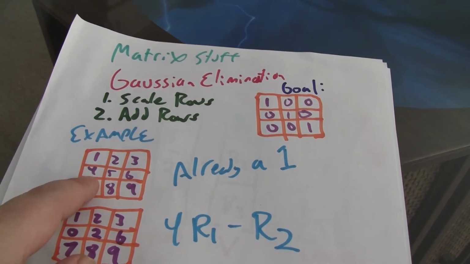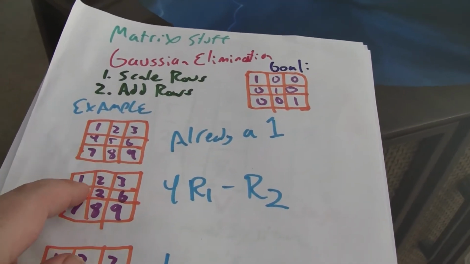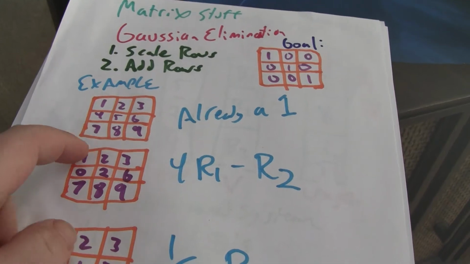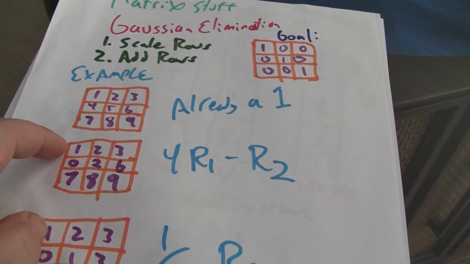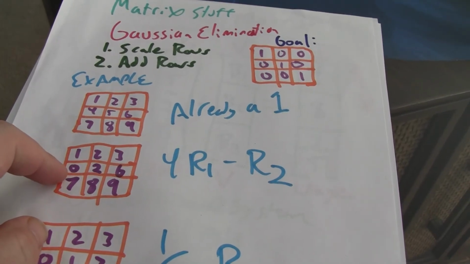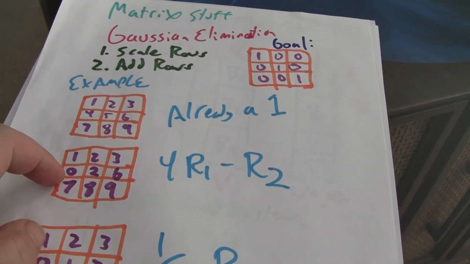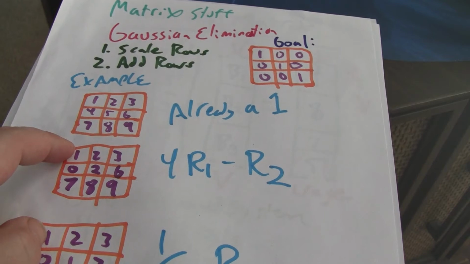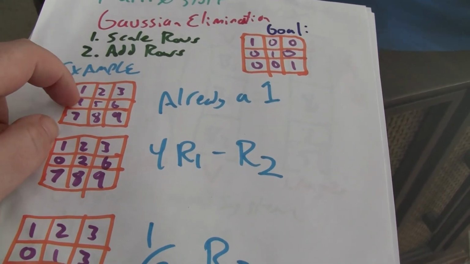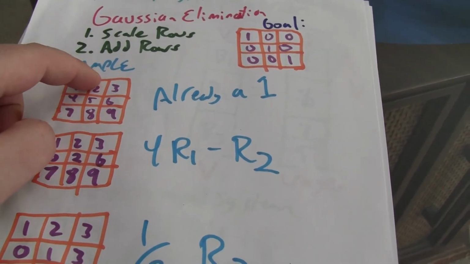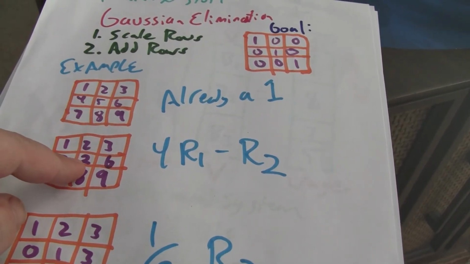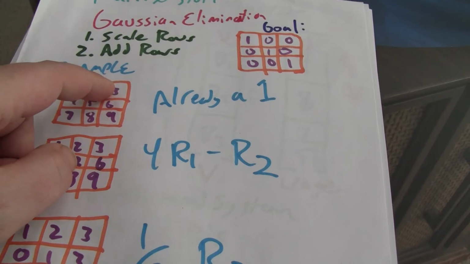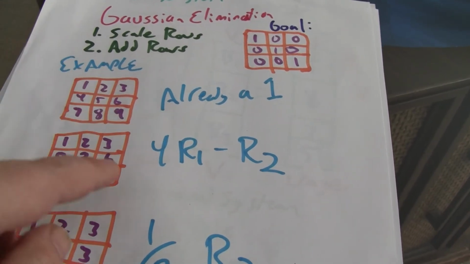Then we're going to move down one to this 4, right? Now this 4 wants to be a 0. So we're going to take 4 times the first row and subtract it from the second row, and that'll give us 0 here, right? Because 4 times 1 minus 4 is 0. 4 times 2 minus 5 is 3. And then 4 times 3 is 12, minus 6 is 6.